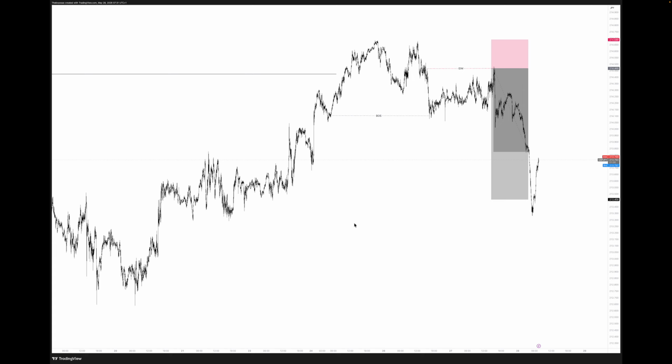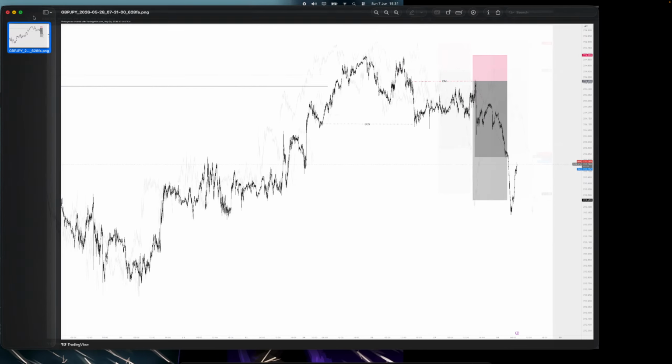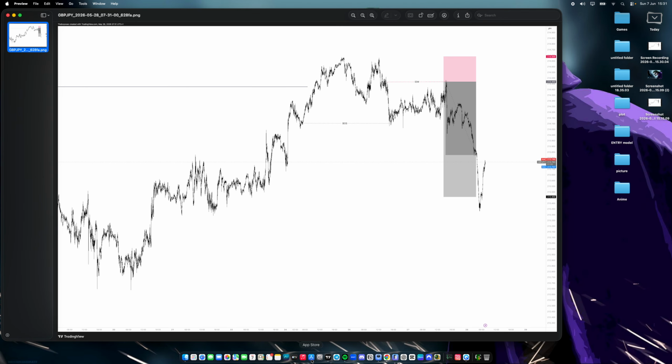I'm going to show you how I call this trade using simple market structure, which is the basic and the most refined way to trade the forex market. I caught this 4-hour trade on GBPJPY last week, and in less than 5 minutes I'll show you how I caught it.